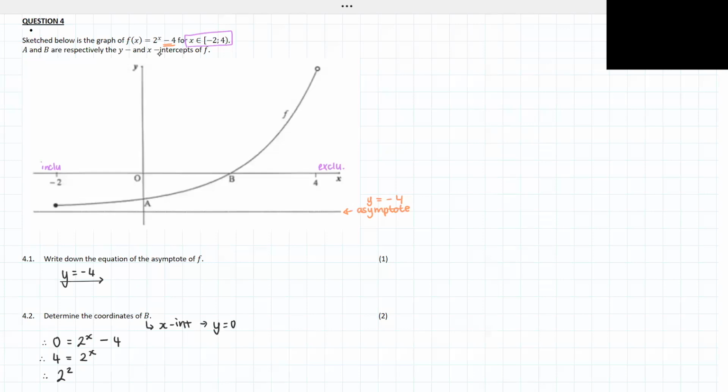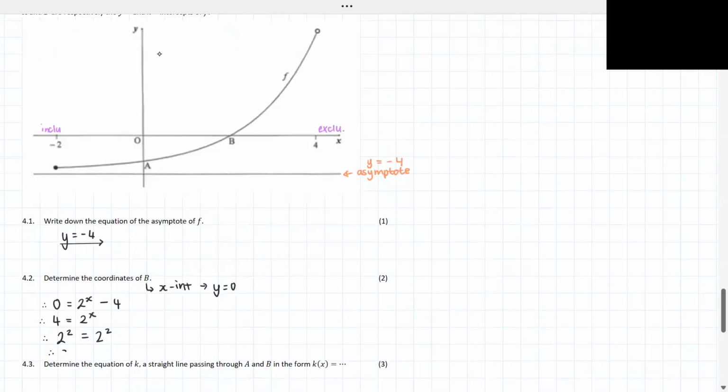You make your bases the same. Once your bases are the same, you can equate your exponents. So x is equal to 2, which means that B's coordinates are at (2, 0). And we can see that on the graph, it definitely is a positive x-intercept. We're happy with that. So x-intercept make y equals 0, y-intercept make x equals 0.